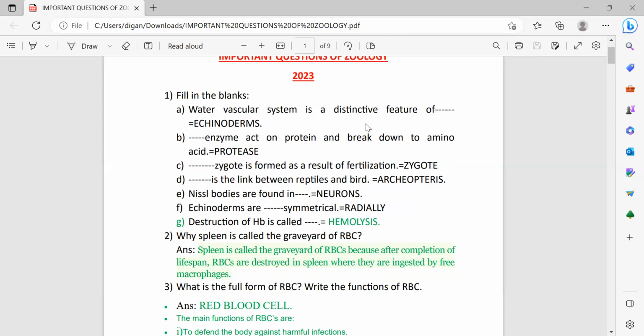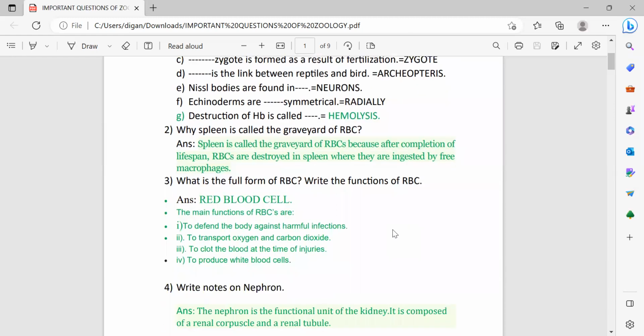Water vascular system is a distinctive feature of which phylum? Answer is Echinoderms. Then the next one, the answer is Proteus. Third, the diploid zygote is formed as a result of fertilization. Means after fertilization, what happens? Answer is zygote. This is the link between reptile and bird: it is Archaeopteryx. Nissl bodies are found where? They are found in neurons. Echinoderms are bilaterally symmetrical or radially symmetrical? The answer is radially symmetrical. Destruction of hemoglobin is called what? Hemolysis.